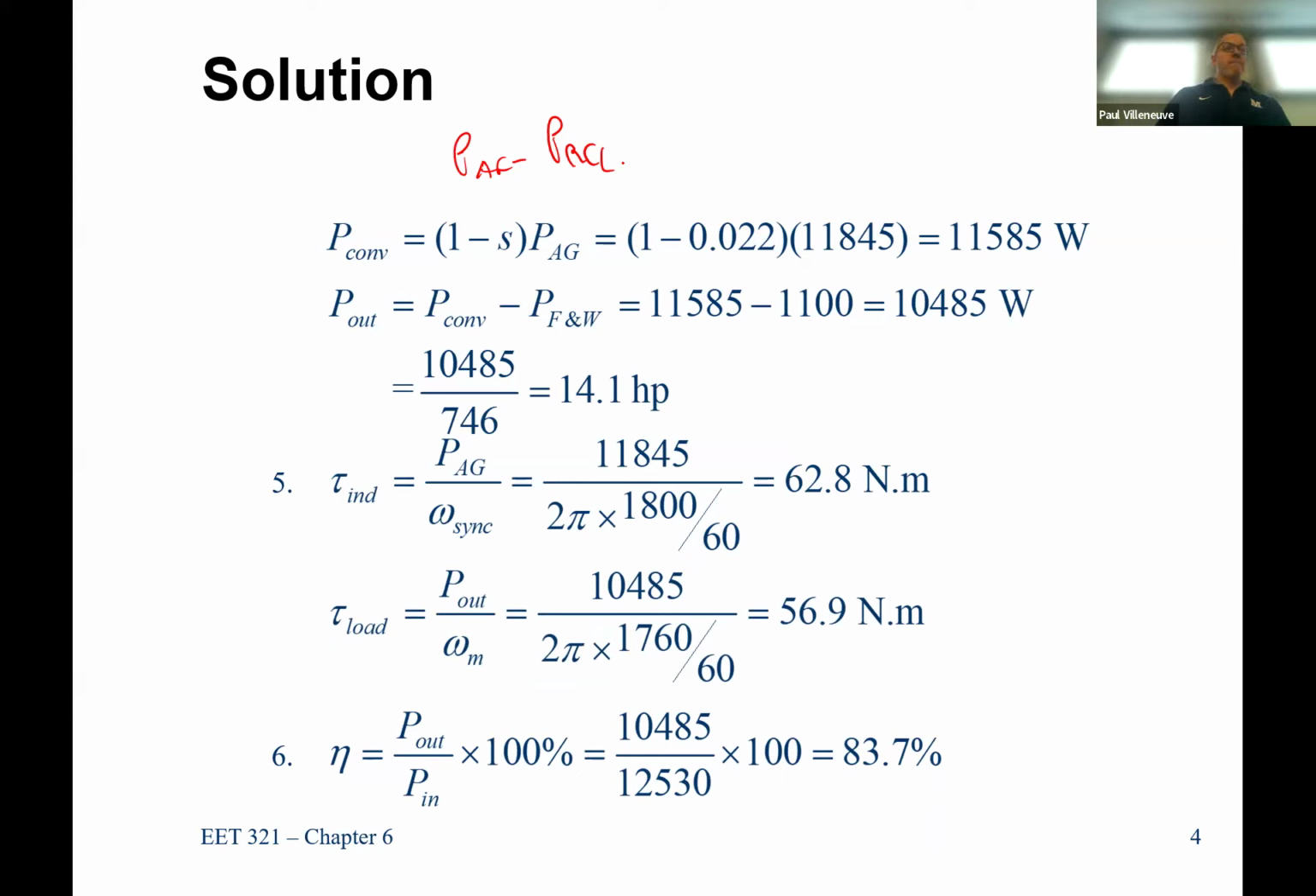The induced torque is the torque that is available mechanically. Not available to the load, it's available mechanically. What's going to gobble some of that up? Friction and windage losses. The friction and windage is going to take some of that power away. So we need to provide a torque that is able to overcome the losses because of friction and windage. That's what that is. The load torque is actually what's available to drive a load.